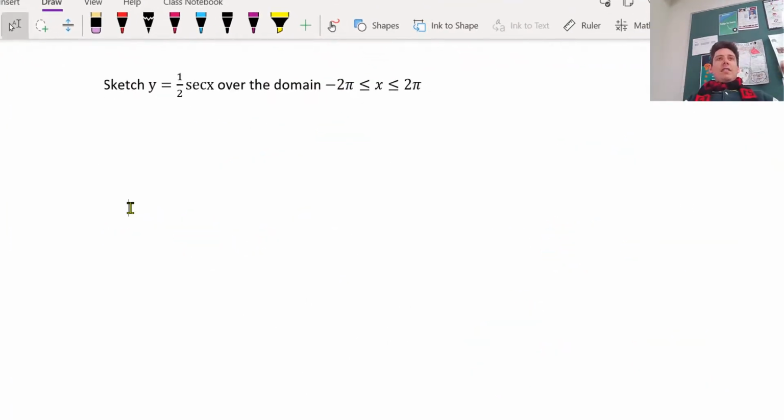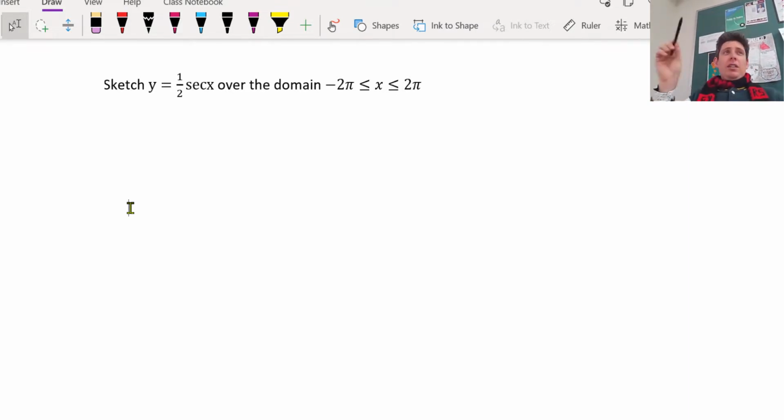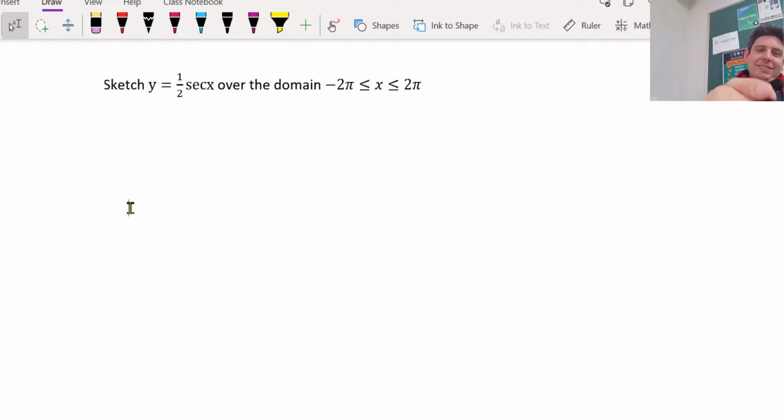You've done graphing sine, cos and tan, right? So now we're going to do graphing a reciprocal. Has anyone ever seen the graph of the reciprocal of sine, cos or tan? Oh, you looked it up? Okay.